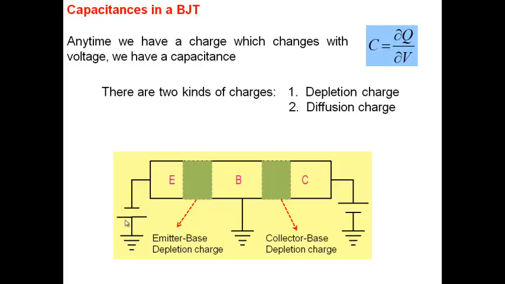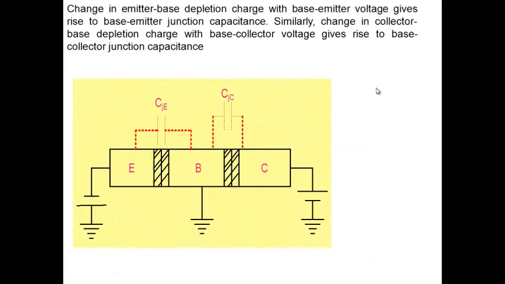Now, we know that as I change my emitter-base voltage, this charge is going to change, and therefore I will have a capacitance. And similarly, as I change my collector-base voltage here, this charge is going to change, and therefore this will result in a capacitance. So that's the source of depletion capacitance. Okay. So note, I've added two capacitances here.